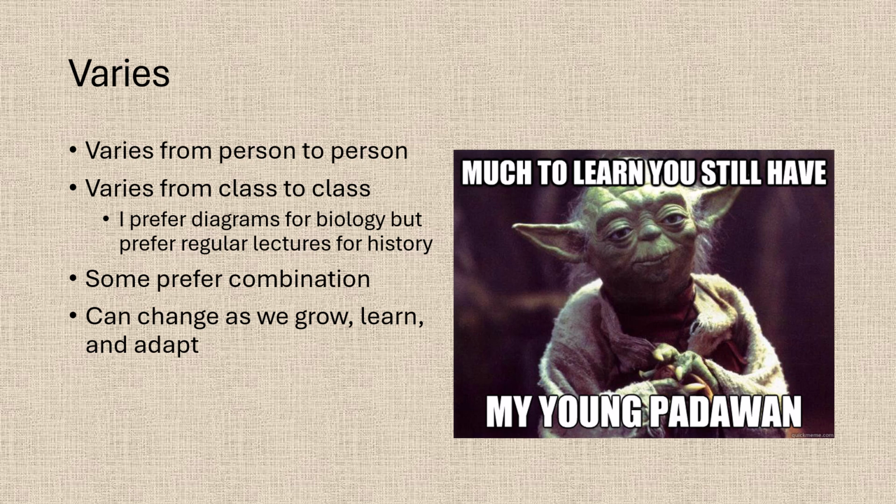Great. So there are a variety of learning styles out there, and it varies from person to person as to which style they prefer. It can also vary from class to class for one person, right? For example, I prefer diagrams and pictures for biology, but if I'm taking a history class, I actually just prefer a regular written word, auditory. That's the word I'm looking for. Auditory. Sometimes people prefer combinations of multiple ones, and they can change over time. So maybe you preferred visual when you were in high school, but now you really prefer auditory or whatever. So they can change over time.